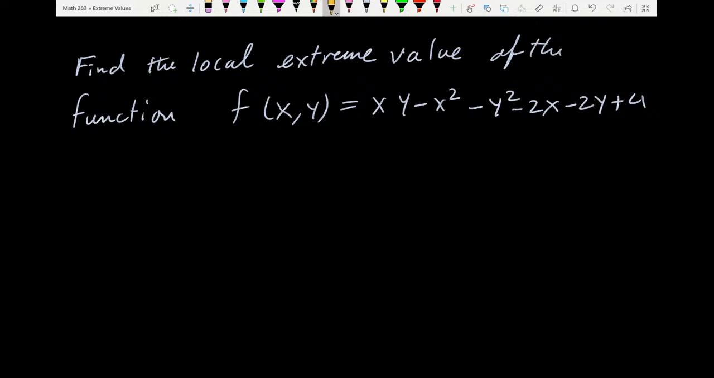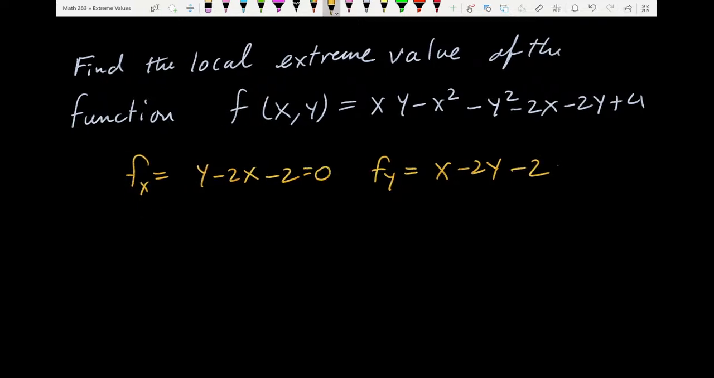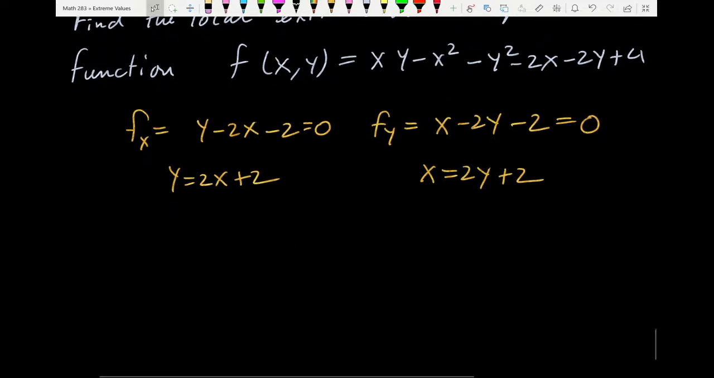All right. Let's do it. Ready, kids? So what's f sub x? y minus 2x minus 2. Is that correct? f sub y, what is that? x minus 2y minus 2. Is that correct? And we have to set them equal to 0. And what do you guys get? You get y equals 2x plus 2, and you get x equals 2y plus 2. And this is a system of linear equations, right?